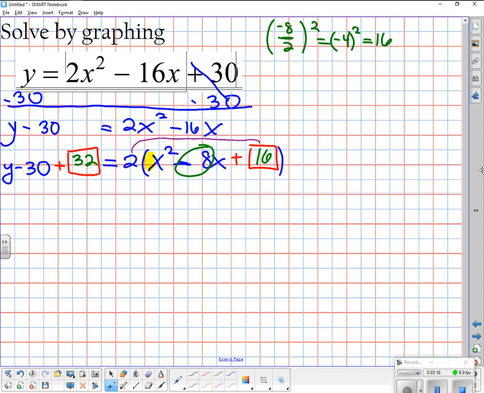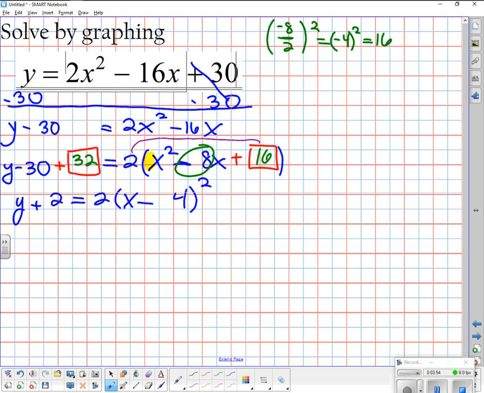Okay. Now, on the left side, I have y. Negative 30 plus 32 will give you plus 2, is equal to 2 and then parentheses squared. Now what letter is in here? x, plus or minus. It gives me the letter, it gives me the sign. Now it gives me the number. One number, when squared, will give me 16. That'll be 4.